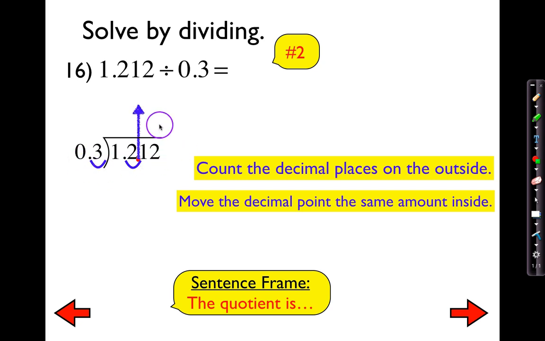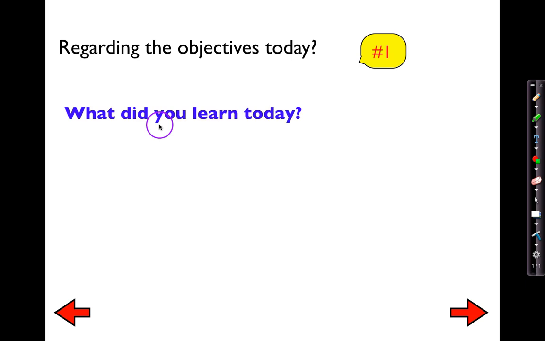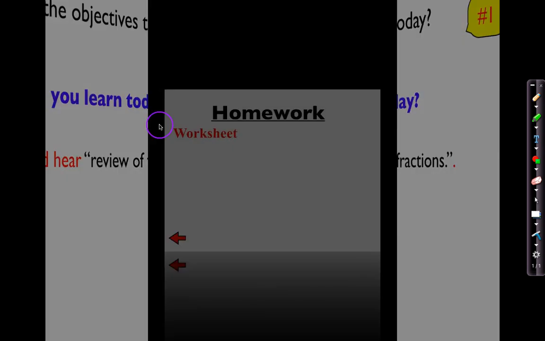Okay, so here we're going to go ahead and divide. Should leave you with 4,400. So I'm going to say the quotient is 4,400. Well, guess what? That is going to conclude the lesson for today. Hopefully you learned how to go ahead and add, subtract, multiply, and divide fractions, as well as decimals.